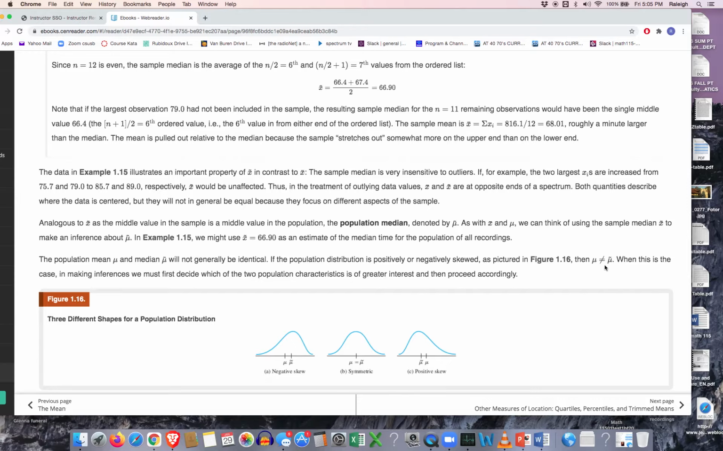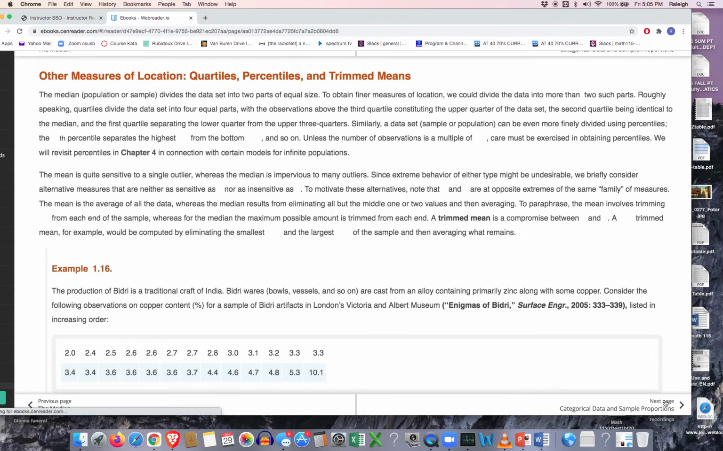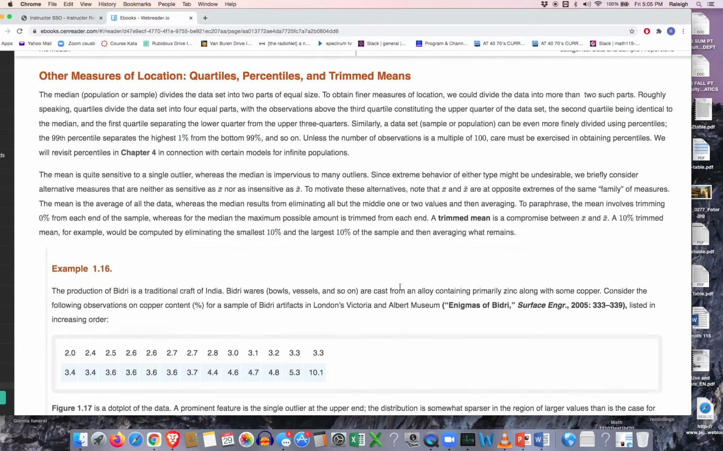And they're saying it's not because they're being rather picky about it. I think a minute out of, say, 70 minutes isn't that much of a big deal. But sometimes that's in the eye of the beholder, I guess you could say. So let's see about the other measures of location as we go through this rather quickly.